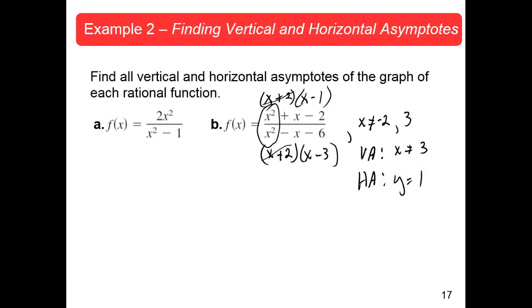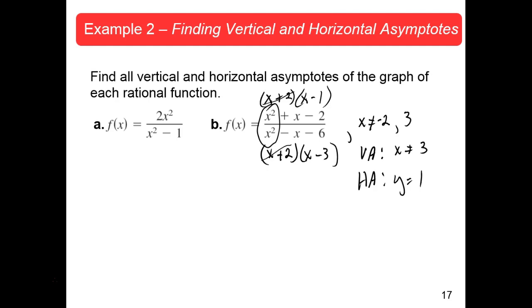Okay. Now, there are a couple of other things we need to investigate. Number 1 is anything that would make the numerator 0. And the reason I say that is if the numerator is 0, that means f is 0, right?